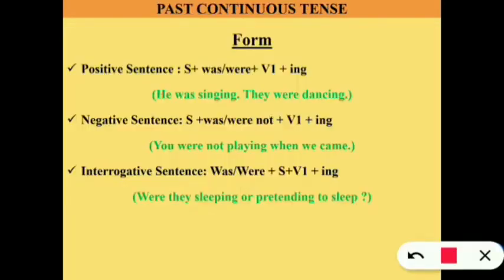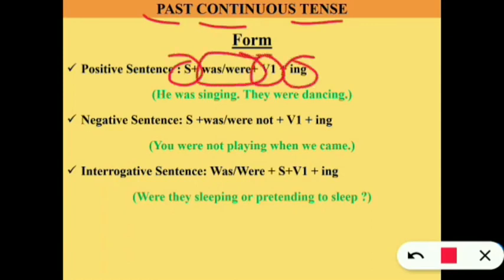Next is past continuous tense. It's easy. We use subject in a positive sentence, then auxiliary verb, then verb 1 with ing form. He was singing, they were dancing. Alright, singing and dancing. It shows continuity of the action.